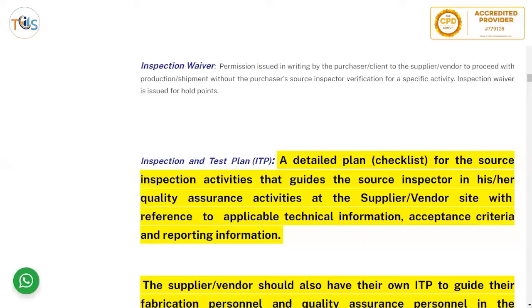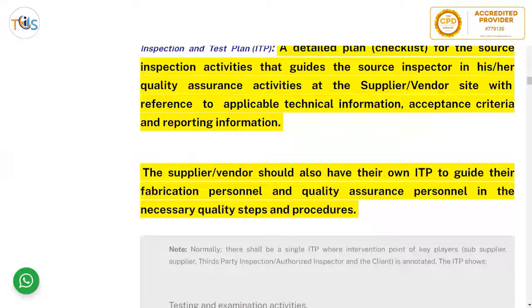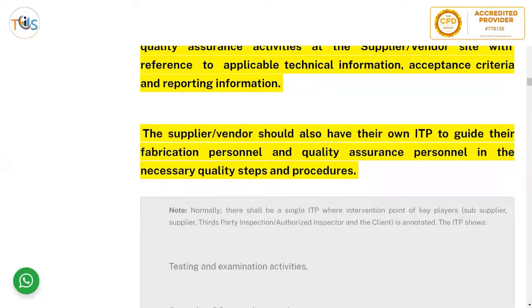Inspection and test plan: a detailed plan or checklist for the source inspection activity that guides the source inspector in her quality assurance activities at the supplier or vendor side, with reference to applicable technical information, acceptance criteria, and reporting information. The supplier or vendor should also have their own ITP to guide their fabrication personnel and quality assurance personnel in the necessary quality steps and procedure.